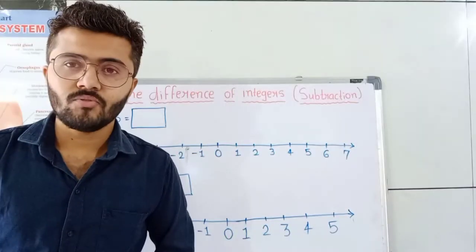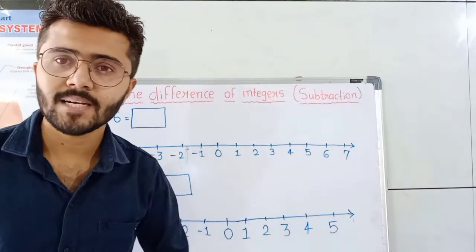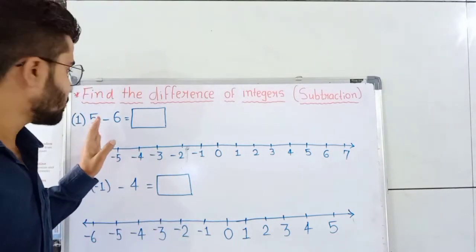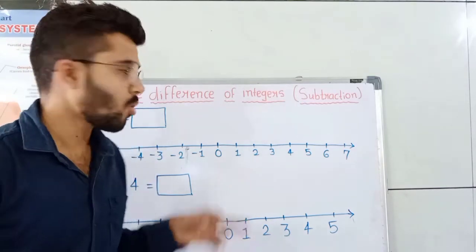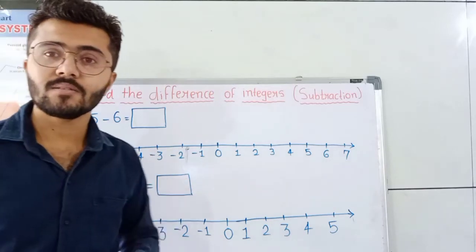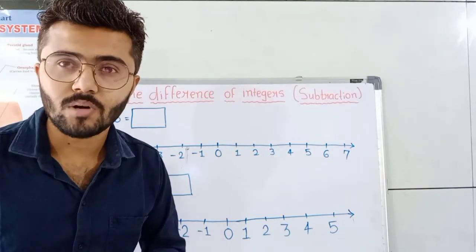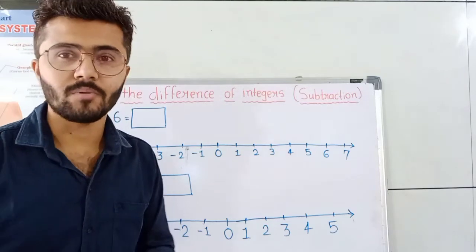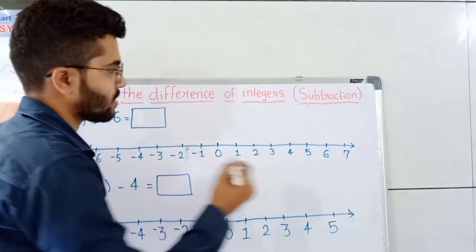Now we'll understand how to find the difference of integers. Difference of integers means we have to subtract the given integers on number line. So here the question is 5 minus 6. So till now we studied that we cannot minus the bigger number from smaller number. But yes, now we will learn how to find the subtraction of bigger number from smaller number. Okay, so now we have 5 here, so we are standing on 5.